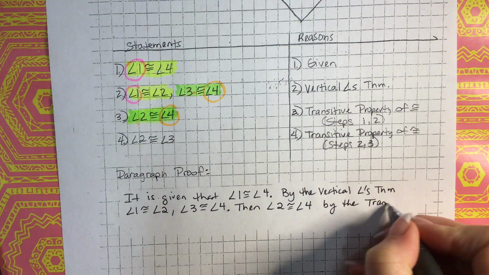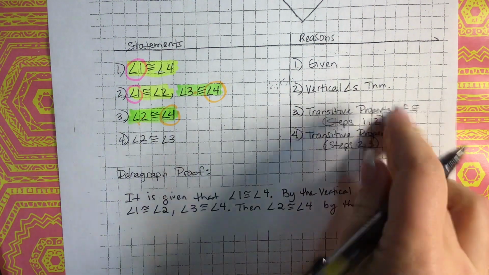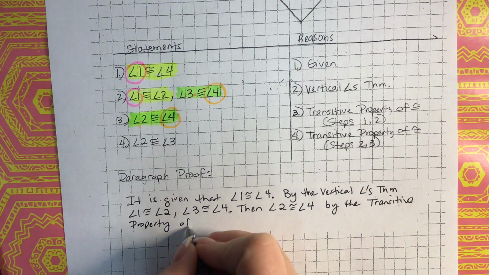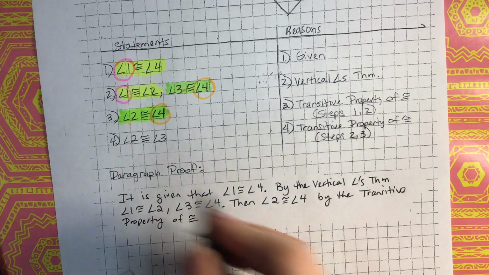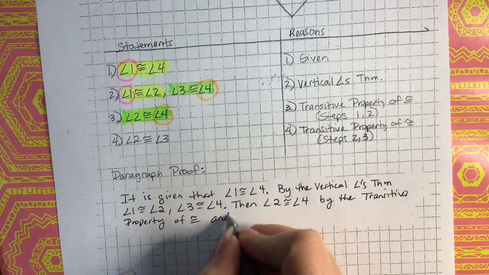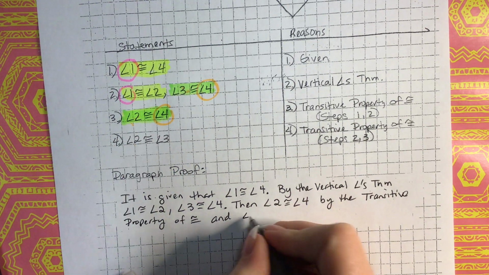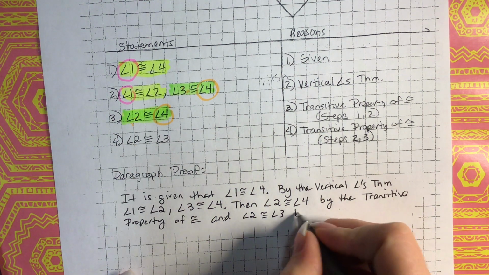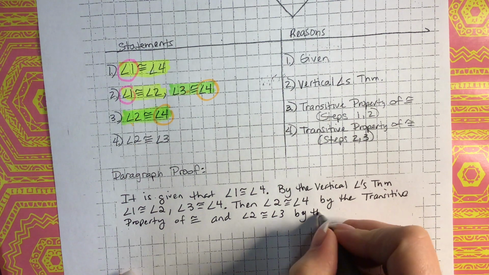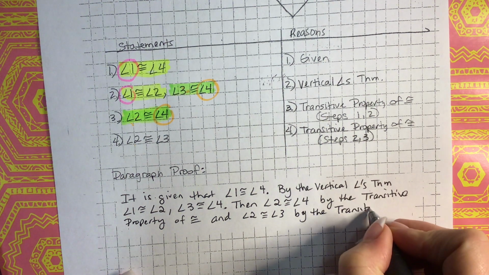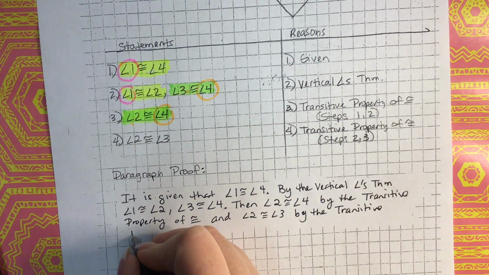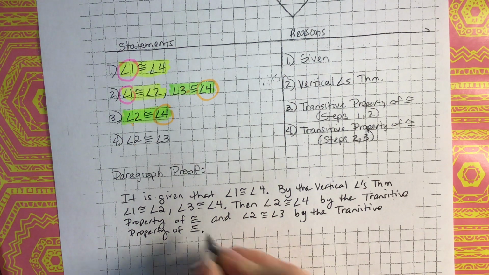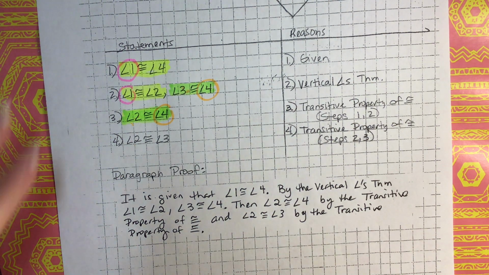the transitive property of congruence, and I'm just going to say angle 2 is congruent to angle 3 by the transitive property of congruence. And there you go. That is our paragraph proof.